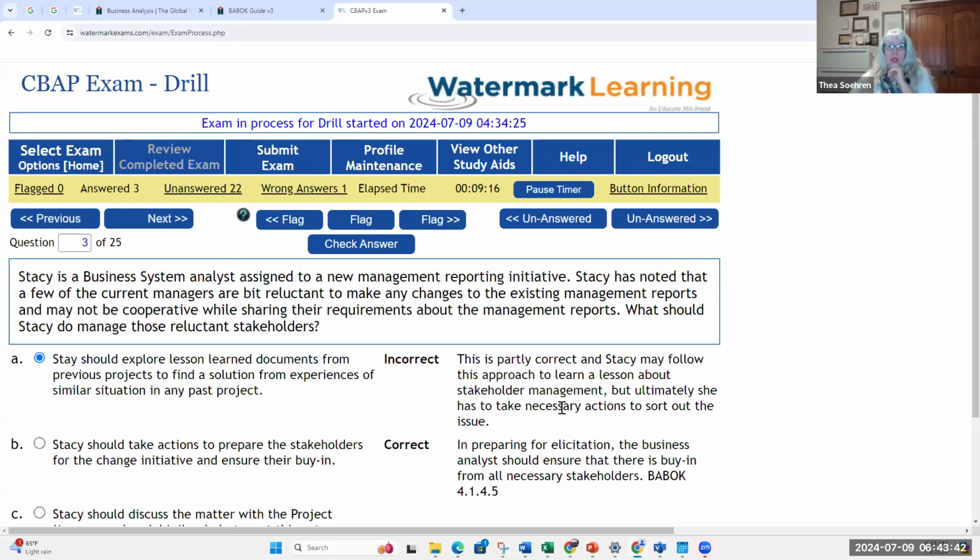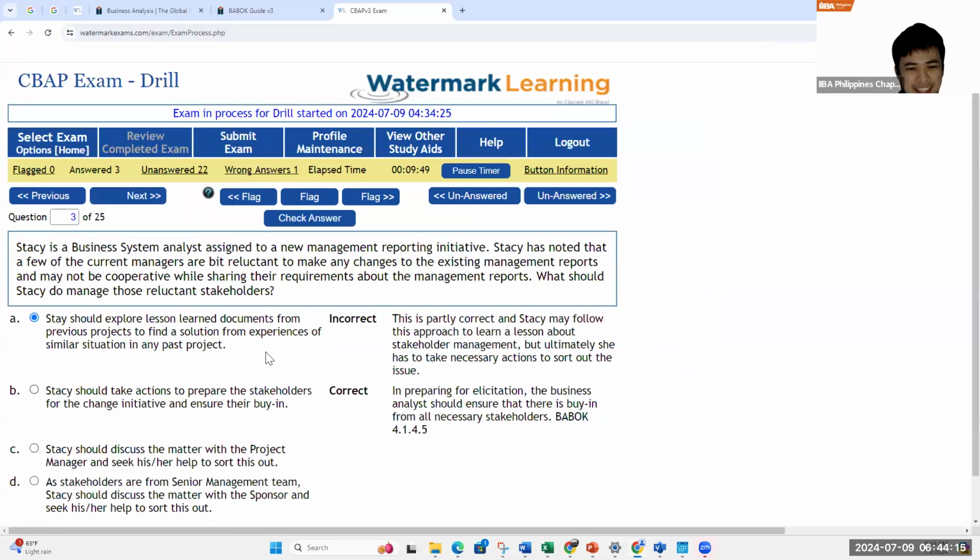She can learn about it, but she has to take necessary actions to sort out the issue. In preparing for elicitation, the business analyst should ensure that there is buy-in from all necessary stakeholders. It doesn't tell us what the actions are or who she goes to specifically. It may just be a conversation with that individual to see what their concerns are and perhaps alleviate their concerns. Okay. Well, you got the right task. Yeah, we're in the right tab.